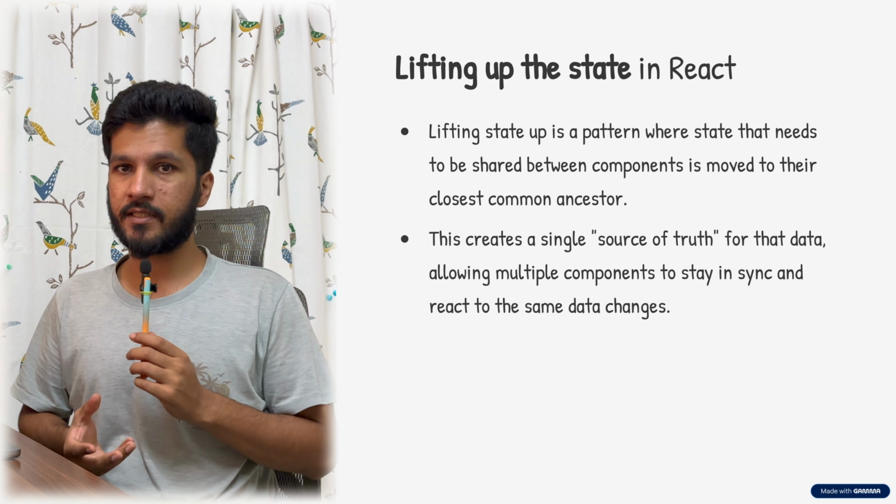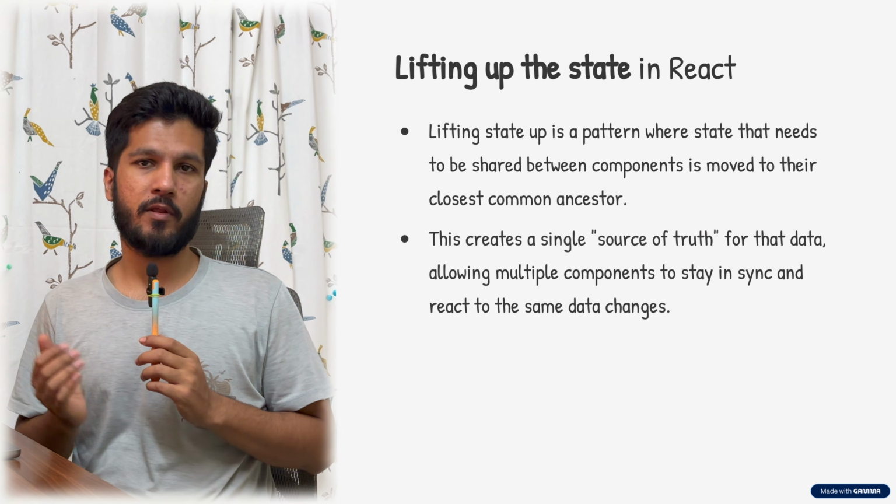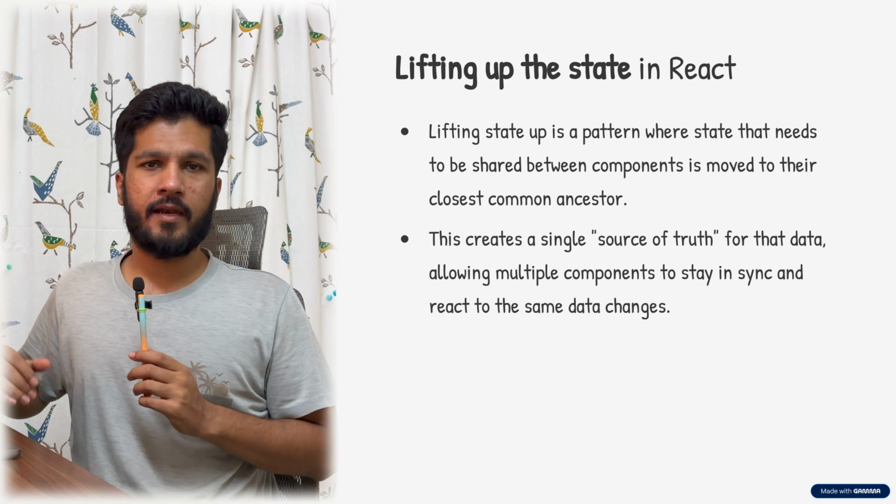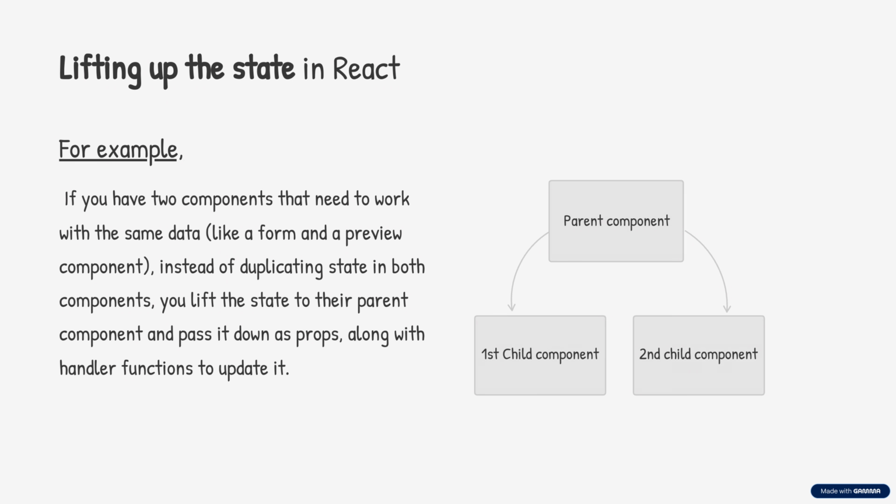You also lift up the state when the child components need to communicate with each other and they use a particular state to communicate. So here is an example. If you have two components that need to work with the same data, like a form or a preview component, instead of duplicating the same state into multiple components, you just lift up the state to the parent component and share it among the children.